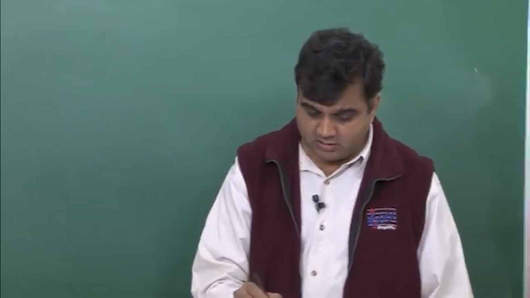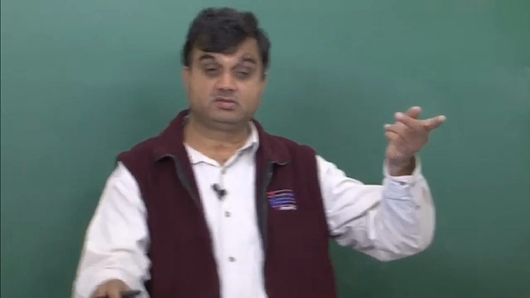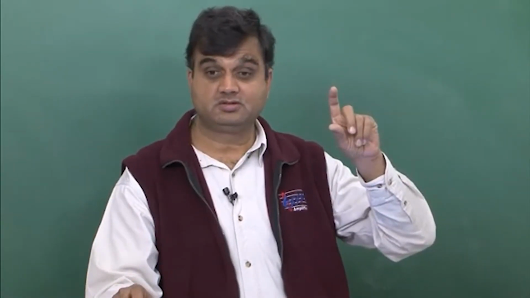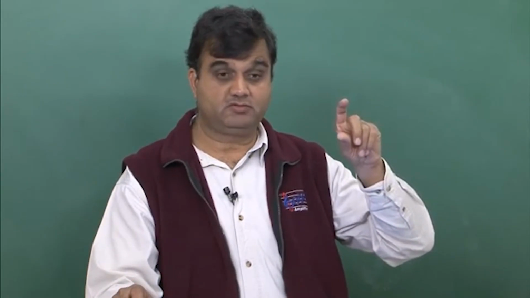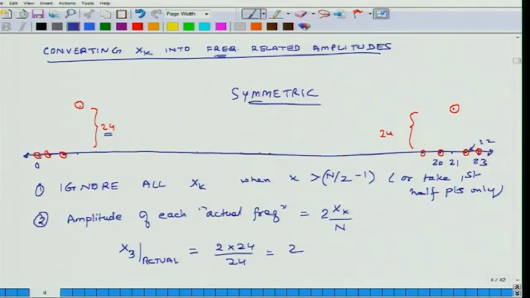So, what does that mean? This is the indicated frequency, but the actual one: x3 actual is equal to 2 into 24 by 24, which is equal to 2. Now, when we go back to our original sine function, its amplitude was 2. If you remember, it was 2 sine 2 pi ft. There was no other frequency in the signal, only one frequency, so all other frequencies come to be 0. There is only one frequency, and its amplitude is 2.